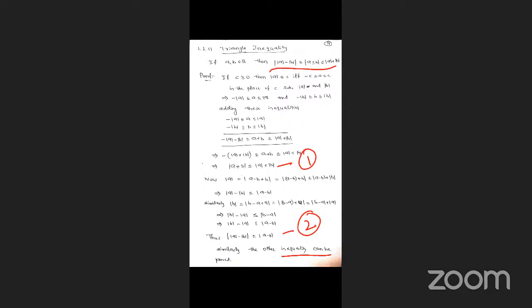And again, I am sharing one more screen. Trying the inequalities for me. Screen is not sharing.